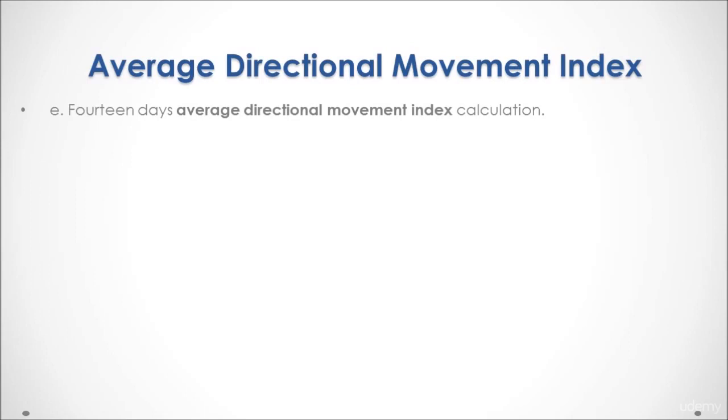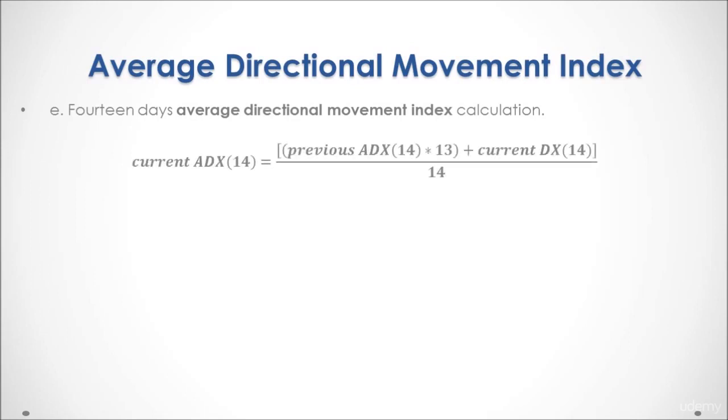E. 14 days average directional movement index calculation. The current 14 days average directional movement index is equal to the previous average directional movement index of those 14 days multiplied by 13. Then we add our current directional movement index of 14 days, divided by 14. For our initial 14 days average directional movement index, it is equal to the 14-day simple moving average of the corresponding 14 days directional movement index.